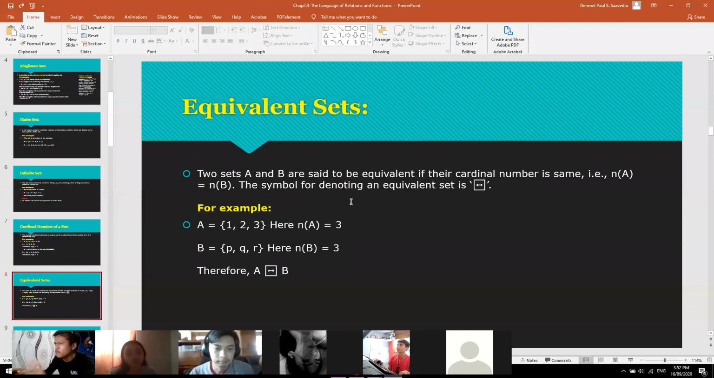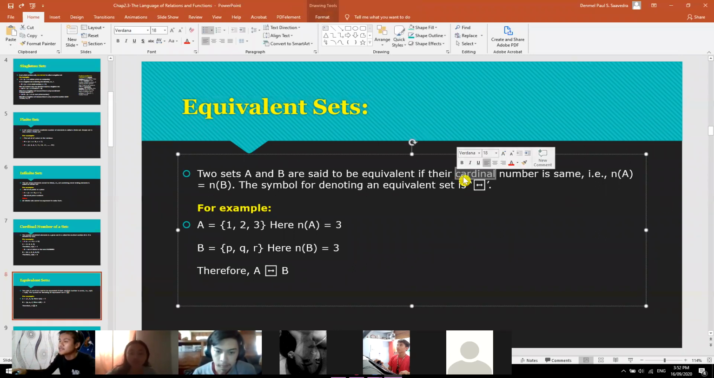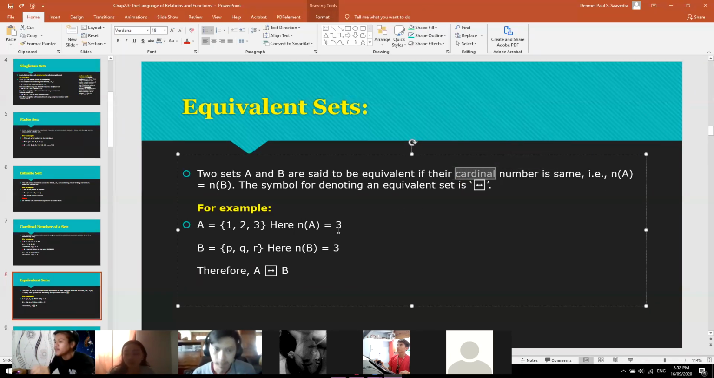All right, so next one is equivalent sets. So when we say equivalent, those are two sets, say A and B, are said to be equivalent if their cardinal number is the same. So alam niyo na yung meaning ng cardinal. Pag sinabi natin cardinal, it's the count of elements. So no matter what is the value or what is inside of that set, as long as yung count nila is, let's say, 3 yung count dito sa set na to, and then 3 din yung count dito sa another set, equivalent na yung tawag natin doon. Though, they are not equal. Okay? So yun yung pinagkaiba ng equivalent sa equal.